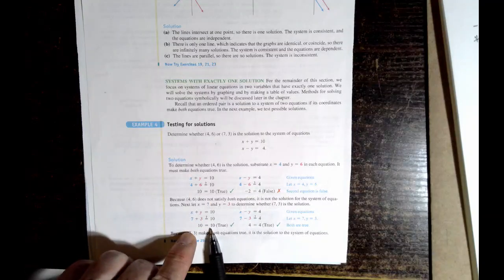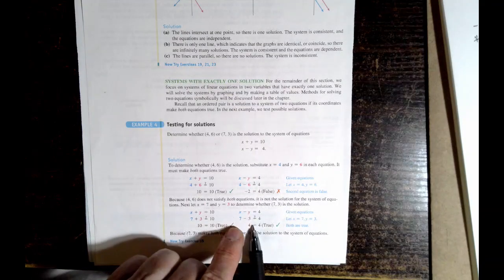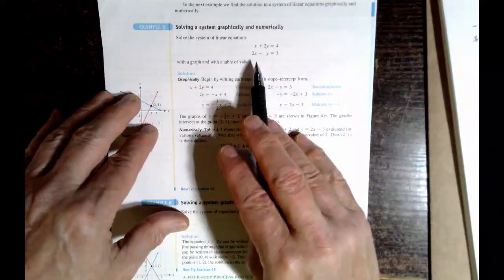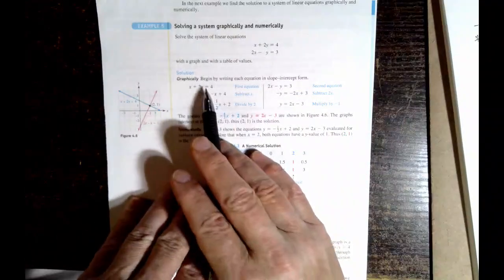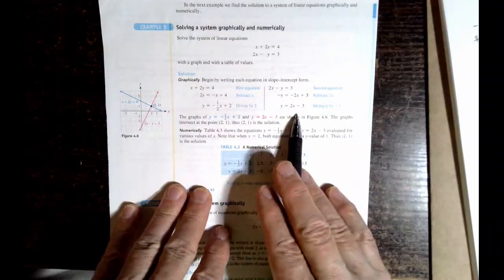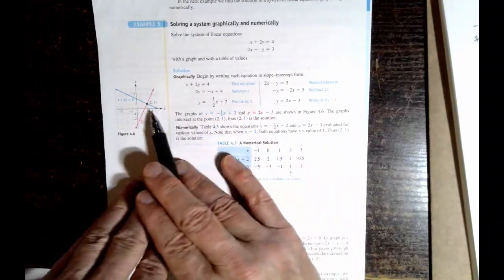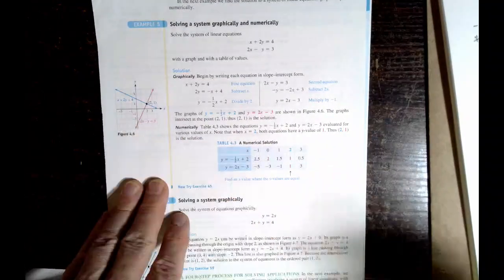Now what about 7, 3? They plug 7, 3 in here and they get a true statement. They plug 7, 3 into the other equation, they get a true statement. So it is true for both. That makes the 7, 3 a solution to the system of equations. Alright? So you can solve things graphically or numerically. If you solve it graphically, you're going to have to solve for y first in each one, and then you graph each one on the same grid and you find it. All right. Now you can do that on your calculator, right?